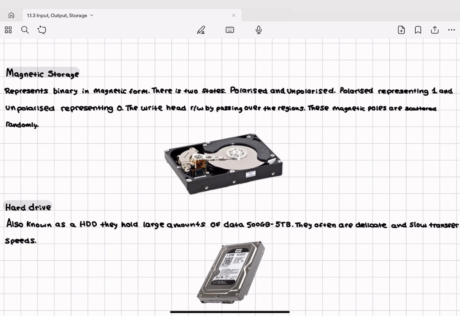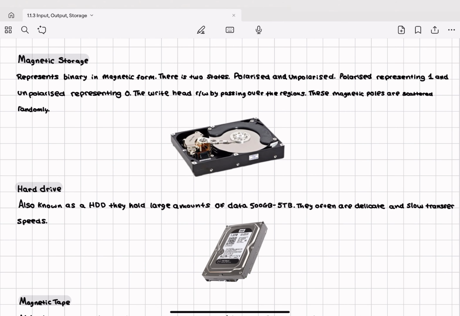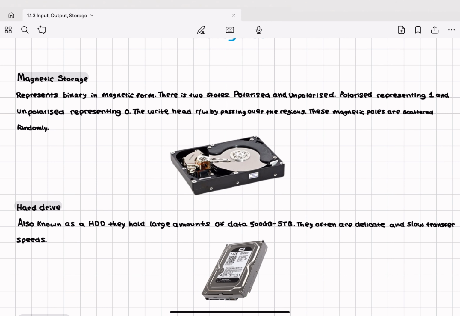Let's go through what a magnetic storage device is. The way magnetic storage devices work is that binary is represented in magnetic form, in 2 magnetic polar states, polarized and unpolarized. Polarized means 1 and unpolarized represents 0 in binary form. The read-write head, so the little thing here, passes over the platter, passing over regions, and then it can read the magnetic poles, which are scattered randomly across the platter.